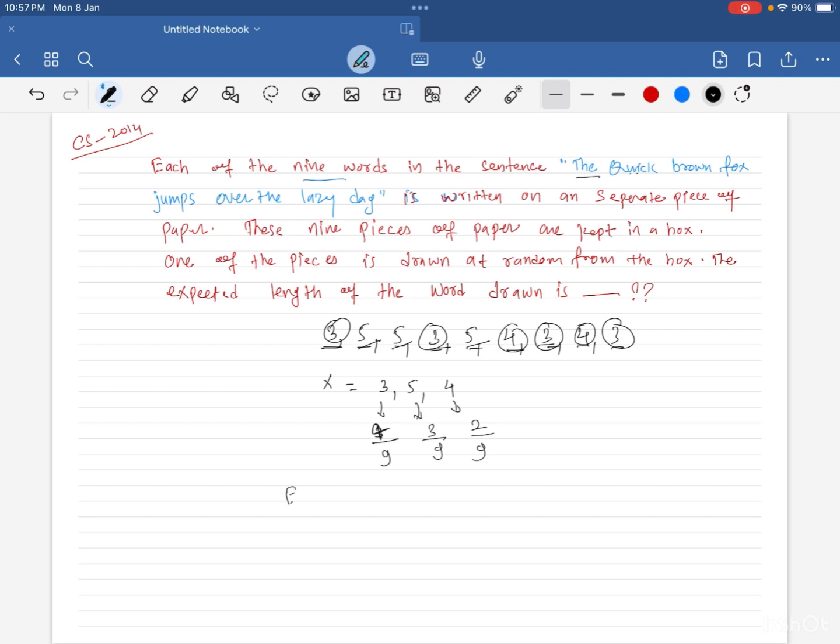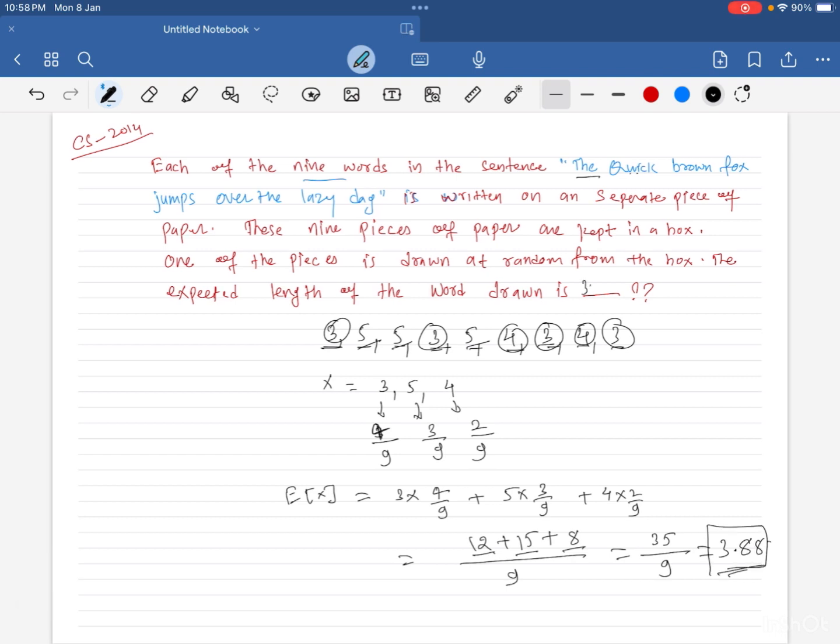Now we have to find the expected value of this, right? So we can write 3 into 4 divided by 9 plus 5 into 3 divided by 9 plus 4 into 2 divided by 9, that is going to be 12 plus 15 plus 8 over 9. 12 plus 8 is 20, and 20 plus 15 is 35, divided by 9, that will be 27, and we are left with 8, that is what you will get. So the answer for this is 3.88.